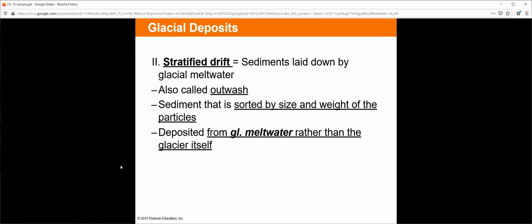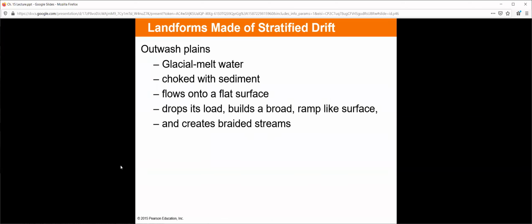All right, let's talk about a different type of glacial process, stratified drift. These are sediments laid down by glacial meltwater. Notice water, not the glacier itself. Also called outwash. These sediments are sorted by size and weight of the particulates. It's stratified, essentially. We talked about stratification before. These are deposited, as I said, by the meltwater.